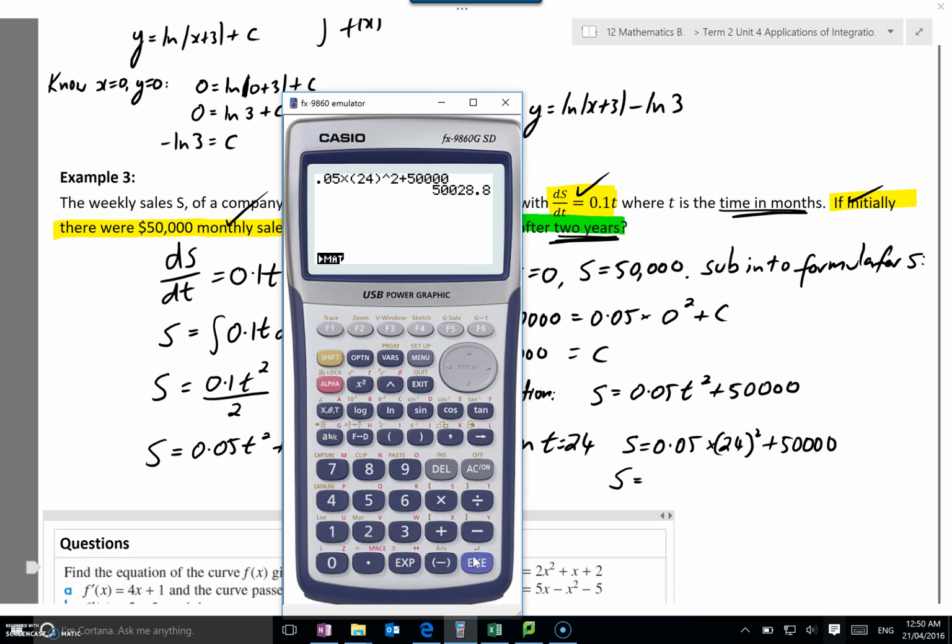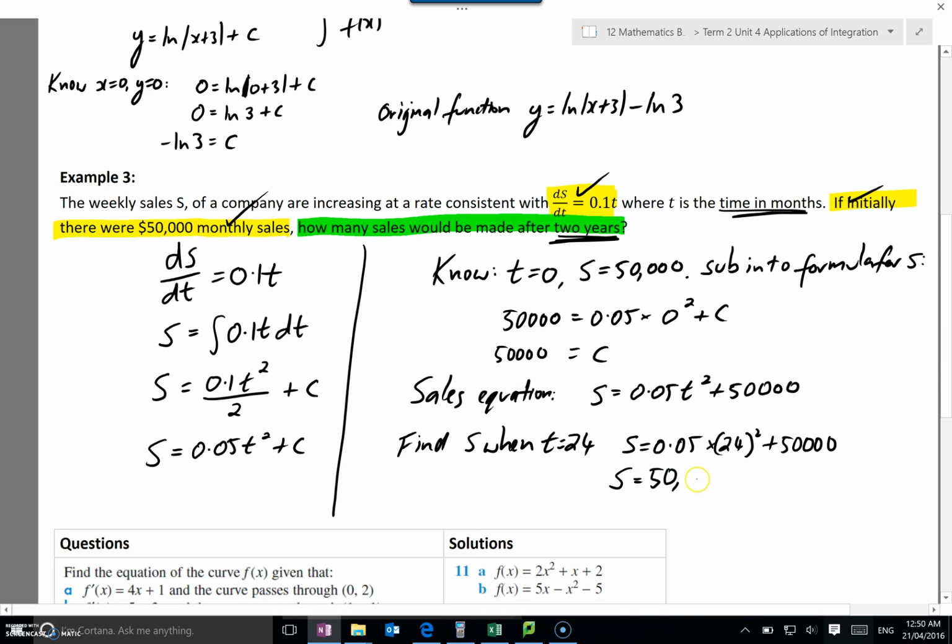Okay, $50,000 and $28.80. So the sales have grown $28.80 over 2 years. Probably not the best example because I just made up the data, but you can get the idea. So for all these worded problems, always write some worded statement at the end: would make this many sales after 2 years.